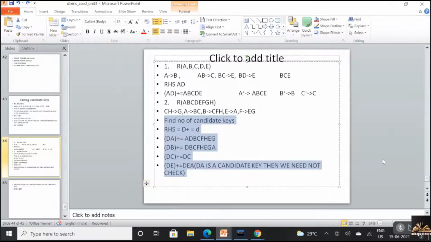So see, this way you have to check. You have to go on checking, that's it. So here the RHS is only D. I'm finding the closure of that. The closure of D is only D, so it's not a candidate key. Then I'm trying different options, combining D with other attributes. So here I've got DA, everything, DB, everything, DE also I've got everything. DC is not giving me all the attributes. So DC is not part of a candidate key.